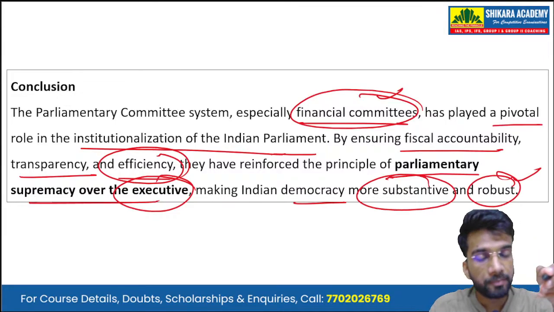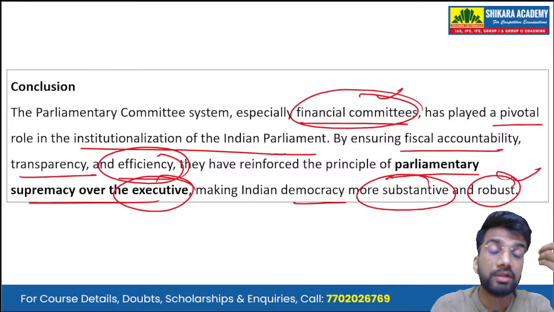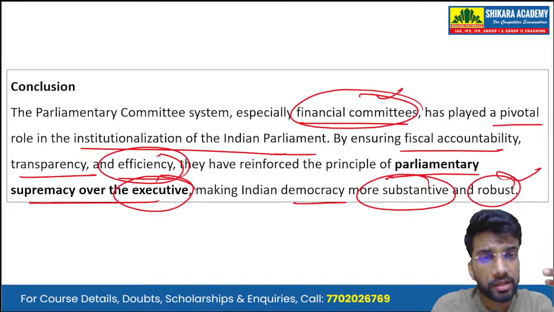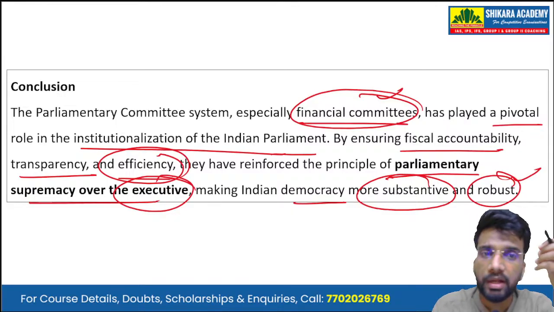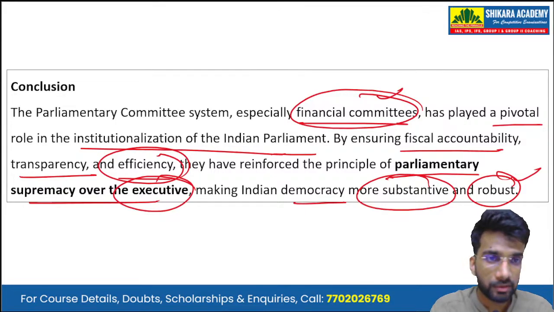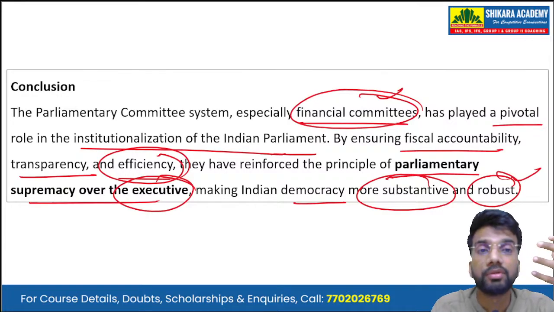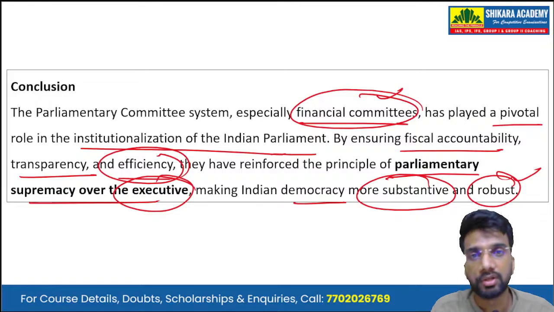A democracy in which the parliament, or the legislature, has an oversight over the executive, that democracy is a robust and healthy democracy. Okay, because ultimately the parliament or the legislature represents the will of the people, because it is made up of the members that are elected by the general population.